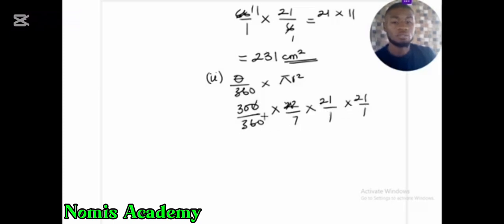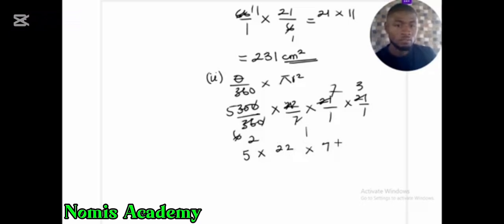So from here I can say 0 cancels 0. So I can say 6 here 5 and 6 here 6. So I can say 3 here 2, just reducing to the lowest term. 7 here 1, 7 here 3. So I'm left with 5 multiplied by 22 multiplied by 7 multiplied by 3 all over 2 times 1 times 1. So I can easily say 2 here 1, 2 here 11. So I'm left with 5 times 11, 55, multiplied by 7 times 3, which is 21.